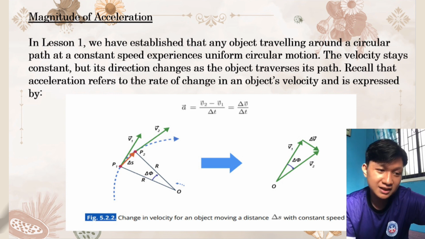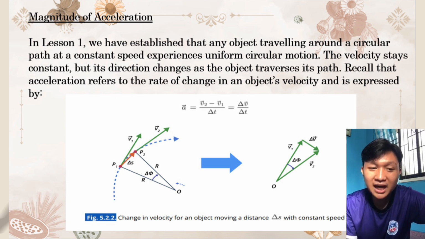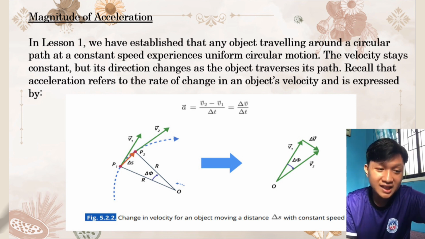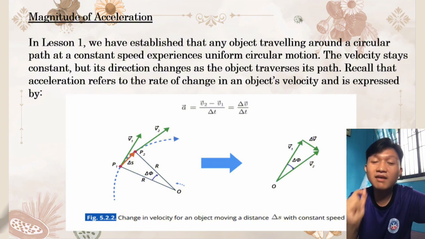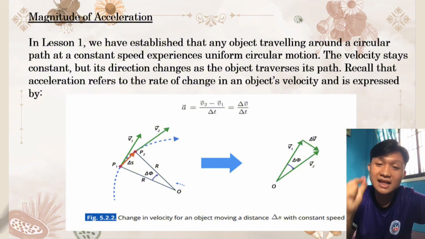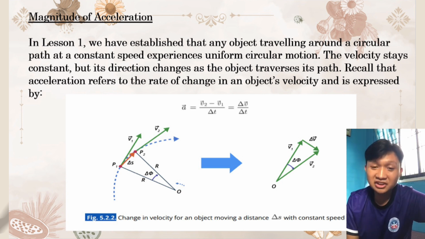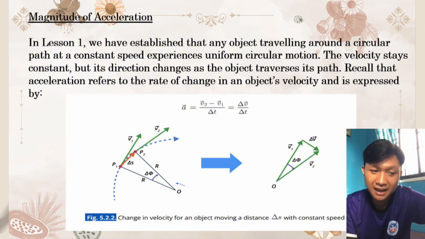So, magnitude of the acceleration. In lesson 1, we established that any object traveling around a circular path at constant speed experiences uniform circular motion. The velocity stays constant in magnitude, but its direction changes as the object traverses its path.